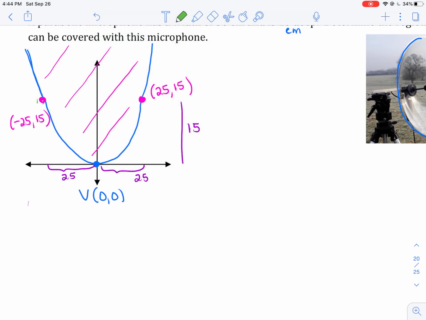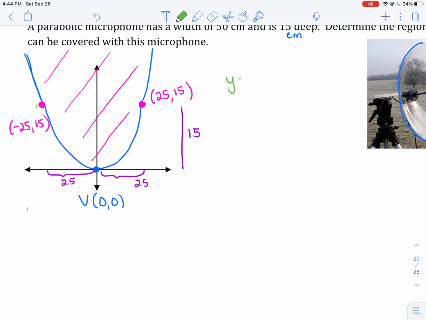Because we know the coordinates of the vertex, I'm going to use vertex form, y equals a times x minus p all squared plus q. I know that p and q are the coordinates of my vertex. Because my vertex is at 0, 0, my p value is 0, and my q value is 0. So I have y equals a times x minus 0 all squared plus 0. That simplifies to y equals a times x squared.